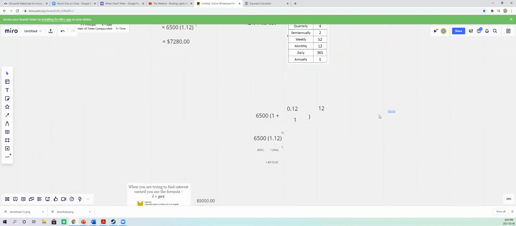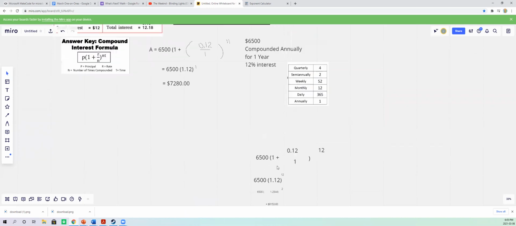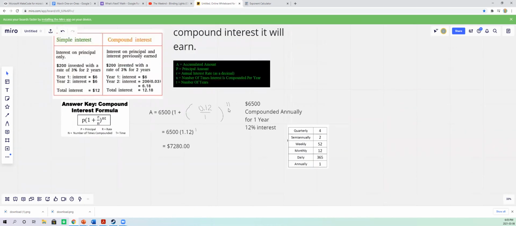Then as a class, we did the example, but we did to the power of 2. And unfortunately, my Miro whiteboard was not working at that point, but we determined that the answer was $8,153.60. So we would only be changing one thing if this was for 2 years. We would change the Ns. So the N here would change to a 2, and then the N here would change to a 2. And it would become 2 times 1 and the 2 down here. And that would be making the calculation different.